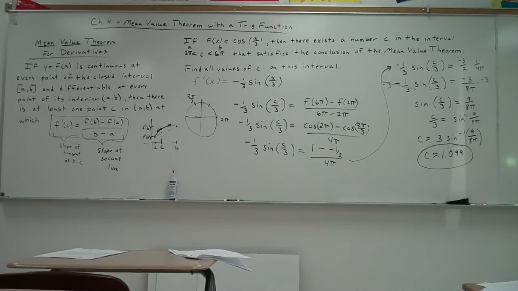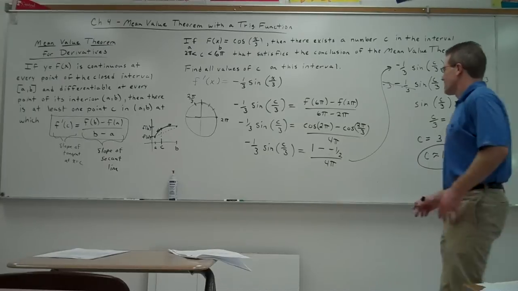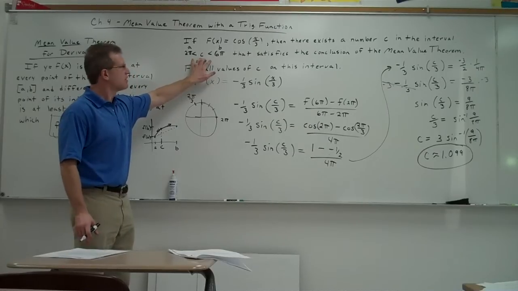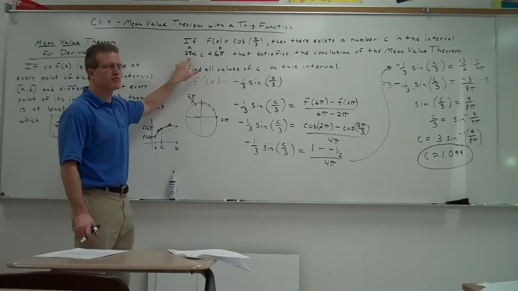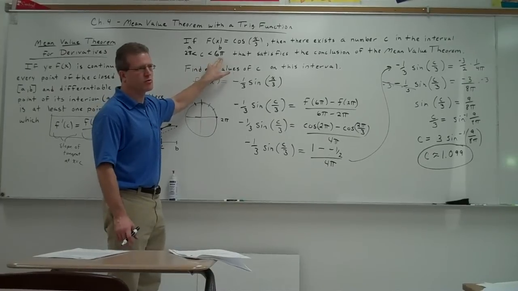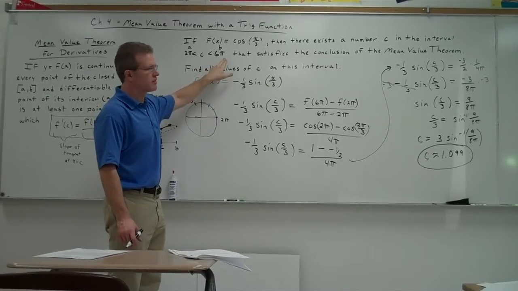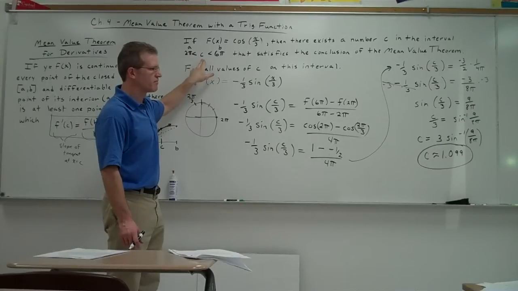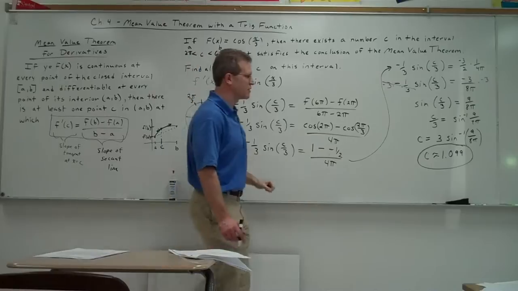Now, here's a problem. Anybody see a problem? Here's my interval, 2 pi to 6 pi. 2 pi is 2 times 3.14, so that's about 6.28. 6 pi is about between 12 and 13. Does 1.099 follow this interval? No. So that's not an answer that we can use.